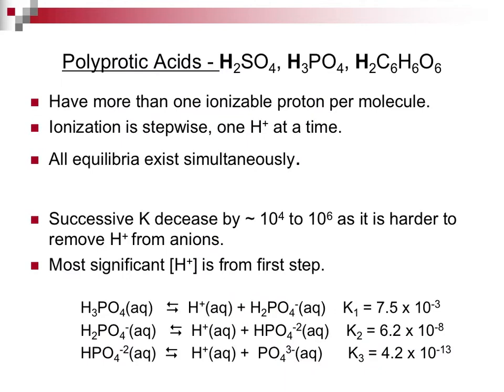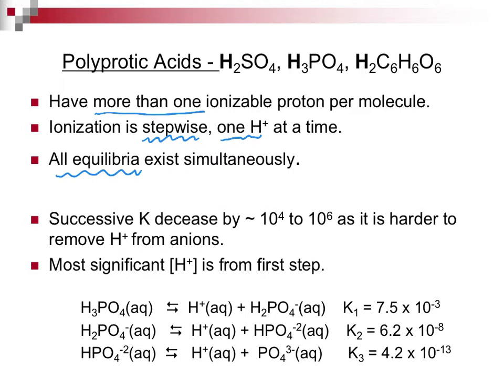What's left in this section? It's more factual than anything else. Polyprotic acids have more than one ionizable proton, and you can see they are bolded for sulfuric, for phosphoric, and for citric acid. Ionization, though, is stepwise. You take one H plus off at a time. All the equilibria exist simultaneously. We only introduce it here. It is covered in more depth at a higher level course.